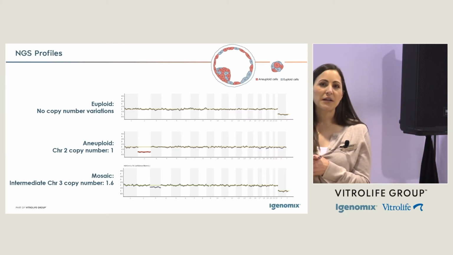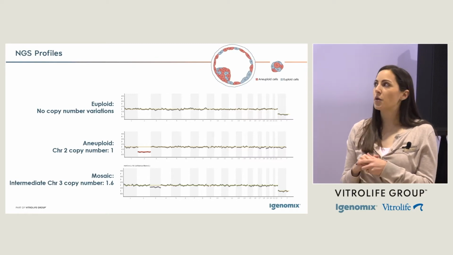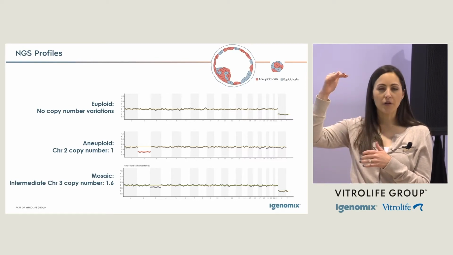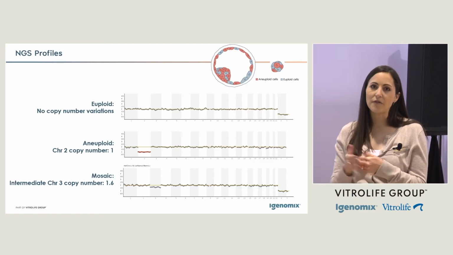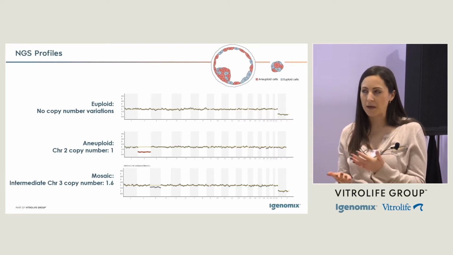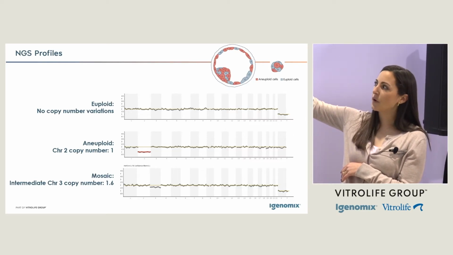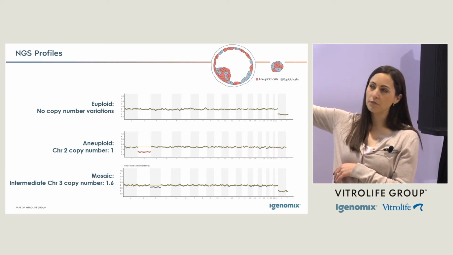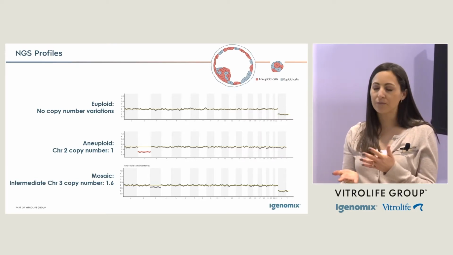Now, when it comes to an aneuploid NGS profile, what is seen is a complete copy number change. A complete copy number change to a level of 3 would be consistent with trisomy, and a complete copy number change to a level of 1 would be consistent with monosomy. So in this example here, you see a complete copy number change to a level of 1 for chromosome 2. So this profile would be consistent with monosomy 2.